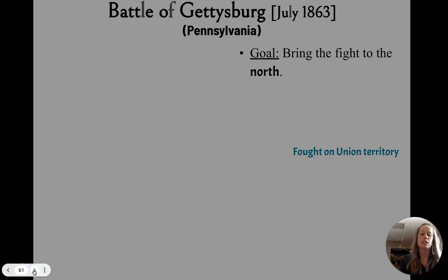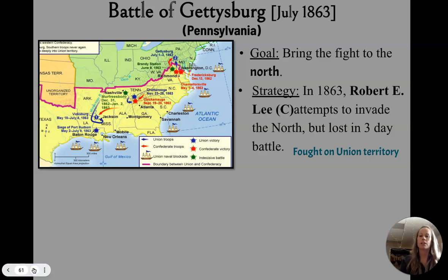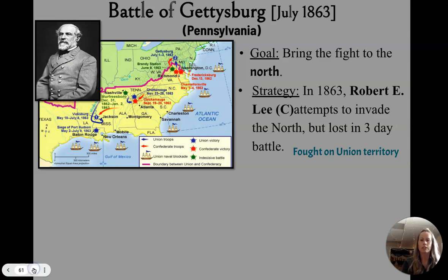This takes place in Pennsylvania. We're in 1863. The goal here is to bring the fight to the North, or to the Union. So Robert E. Lee is going to attempt to invade the Union, but he loses within 3 days. So this battle as well is going to take place in Union territory.